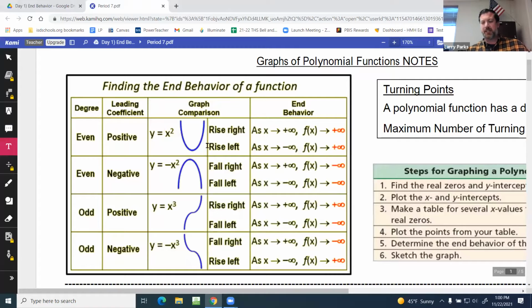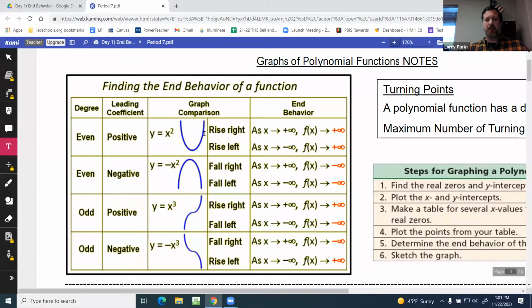Today we are going to talk about something called end behavior. End behavior is kind of like reading a book. I know this isn't a book, but there are pages inside. You can't see the pages inside, but it's like reading the front cover and the back cover. What happens on the left? What happens on the right? That's what we call end behavior. What happens on the ends?